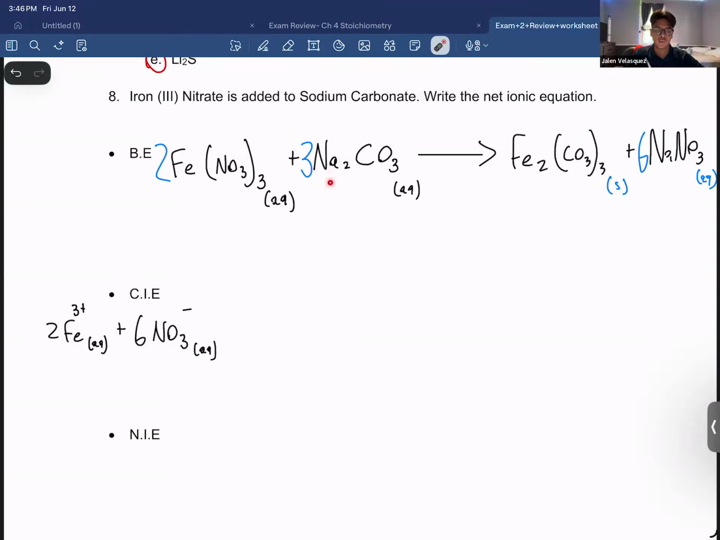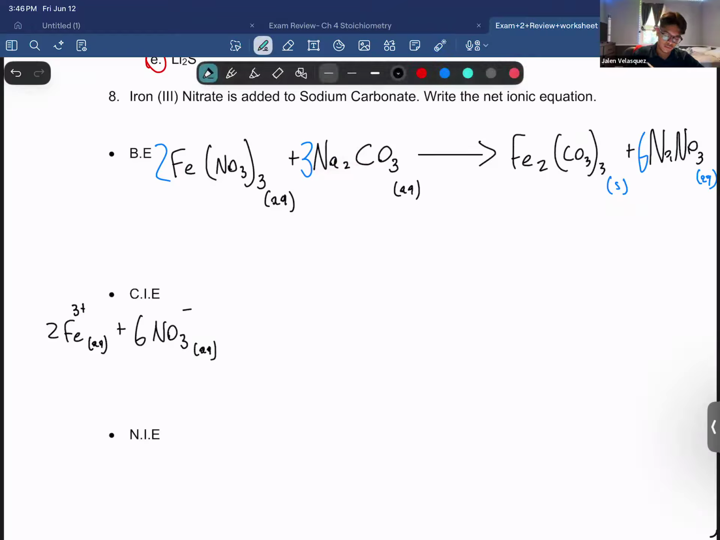Now we move to sodium carbonate, right? So we're going to have 6 Na plus 1, and we'll have 3 carbonates, and we know carbonate is -2. Okay, so that deals with our second reactant.